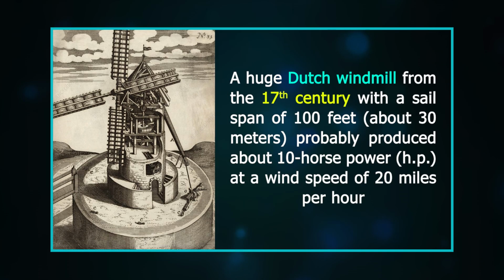It is challenging to predict the power output of windmills, just like with watermills. A huge Dutch windmill from the 17th century with a sail span of 100 feet probably produced about 10 horsepower at a wind speed of 20 miles per hour.